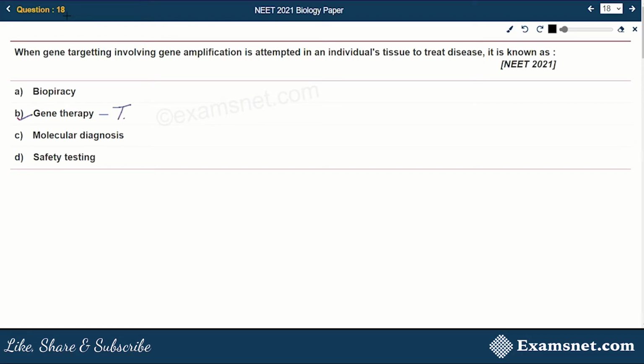So what is gene therapy? It is basically a collection of methods that are used for the treatment of hereditary gene defects. That means those gene defects that are present from the time of birth. So let's see how it is done.